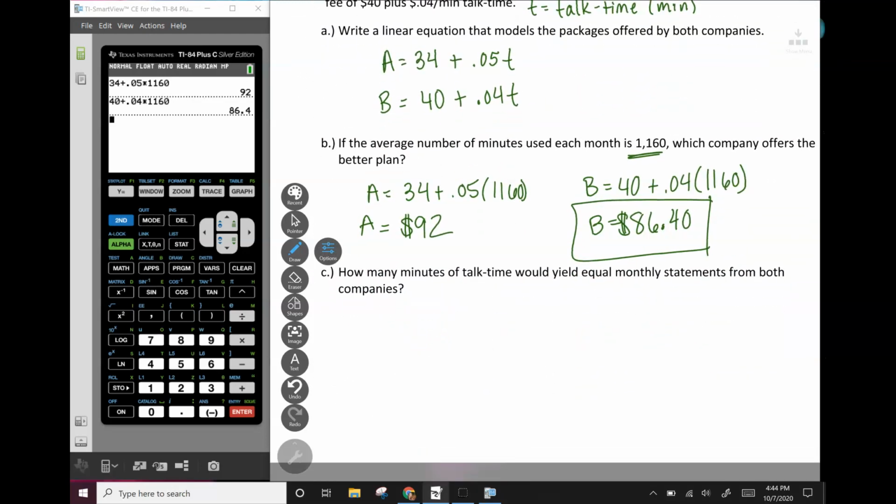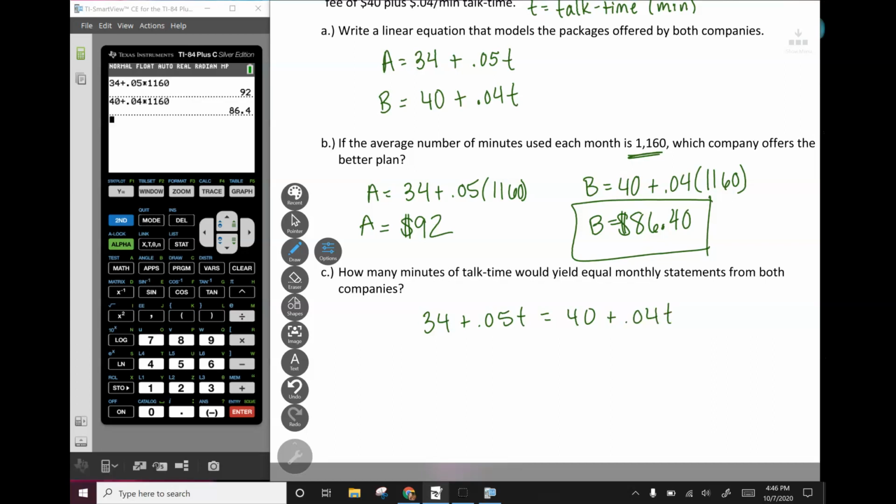All right, part C, how many minutes of talk time would yield equal monthly statements from both companies? Okay, so we're looking for where the cost is going to be equal. So these are both equations to calculate the cost. So if I want to figure out when they would be equal, how about if I just set them equal to each other? Going back to those original equations up at the top, we've got 34 plus 0.05t equals 40 plus 0.04t. Now we can solve that equation.